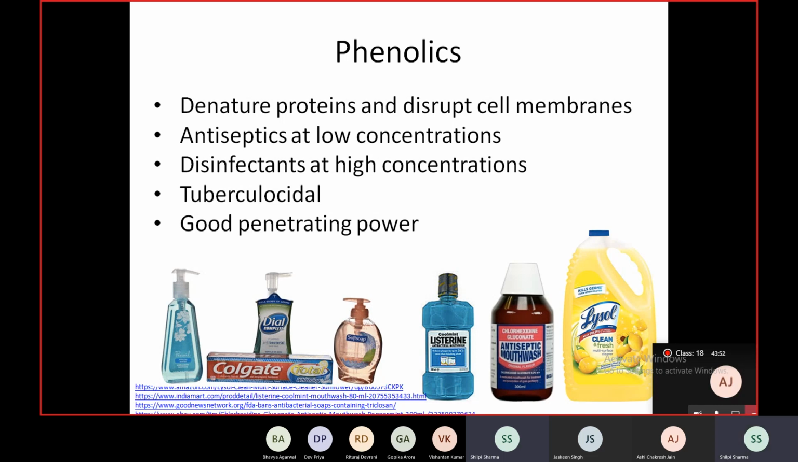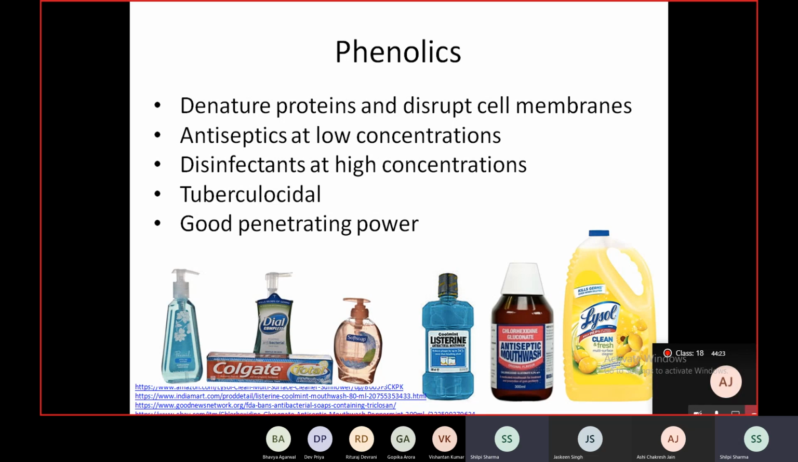Another advantage with phenol is it's a very strong agent. At low concentrations, it's an antiseptic. At high concentration, it is a disinfectant. But another benefit here is that phenols are tuberculocidal. Now, if you remember the scale of resistance, I showed Mycobacterium tuberculosis way up in the scale for resistance. So this is also used as an indicator of whether a particular agent can kill Mycobacterium tuberculosis. So it is tuberculocidal.